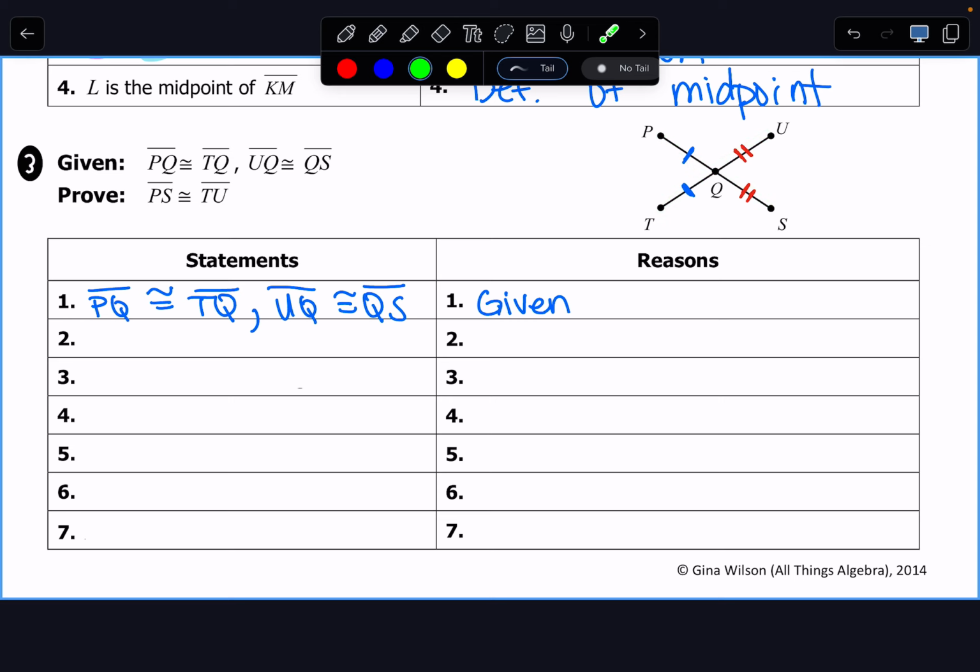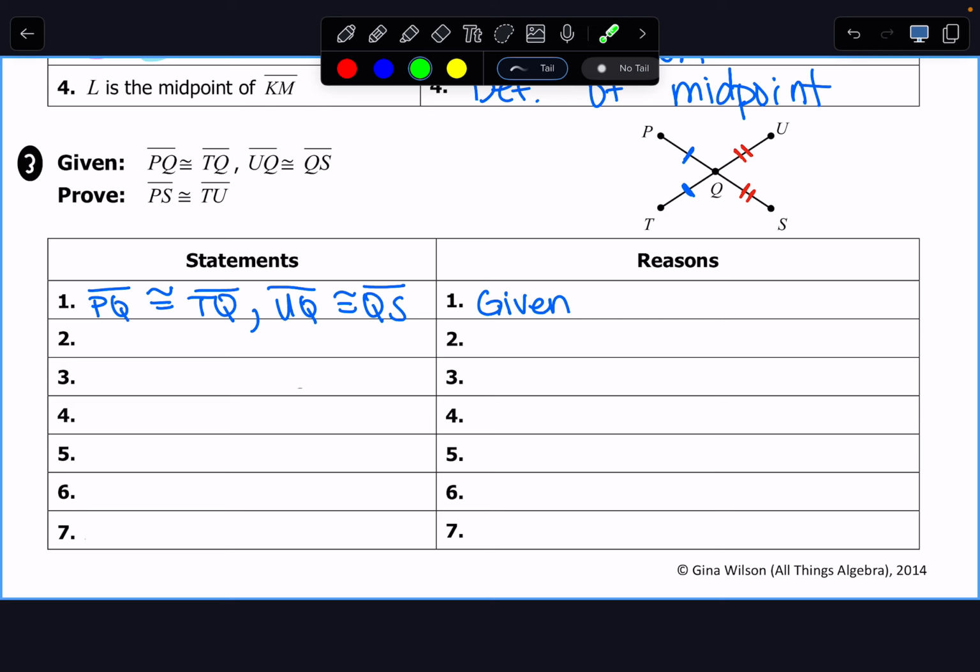Does that seem plausible? Yes. Okay, I think it sounds plausible. What item from page 11 do you think is going to be super helpful in this? Symmetric property. Segment addition postulate. The segment addition postulate is probably going to be helpful because right now we have a bunch of little chunks and we want to prove that the big pieces are the same.